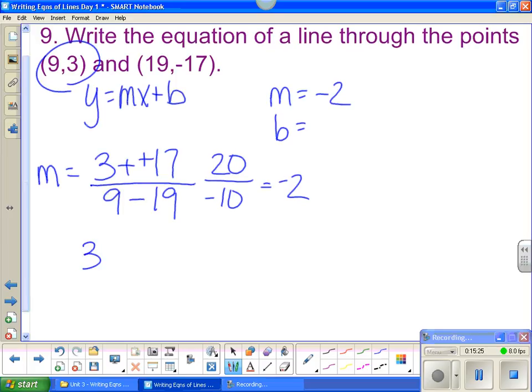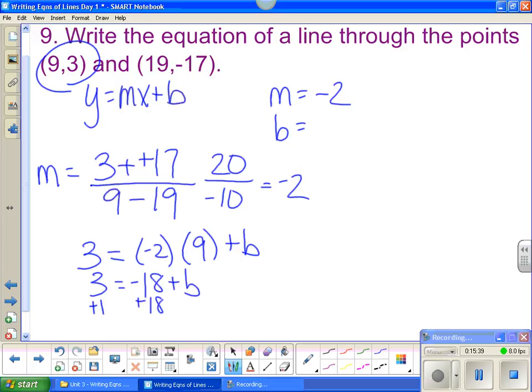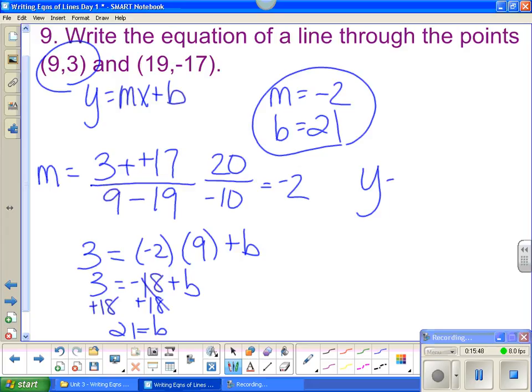So y equals mx plus b. b is 21. Use that information. Y equals negative 2x plus 21.